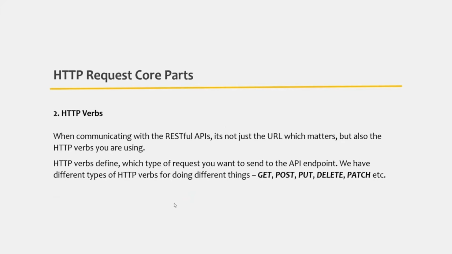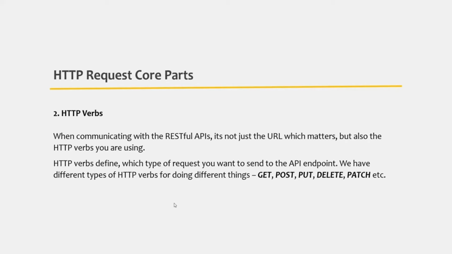Then, the second important part of an HTTP request is the HTTP verb. So, when communicating with RESTful APIs, it's not just the URL which matters, but also the HTTP verb we are using. The HTTP verb defines which type of request you want to send to the API endpoint and what we actually want to do with the request. For example, we have different types of HTTP verbs like get, post, put, delete, etc. And each of these HTTP verbs does different things. For example, if you want to fetch data from the server, you make a get request. So in that case, the HTTP verb will be get.